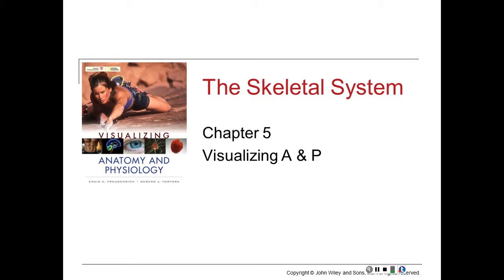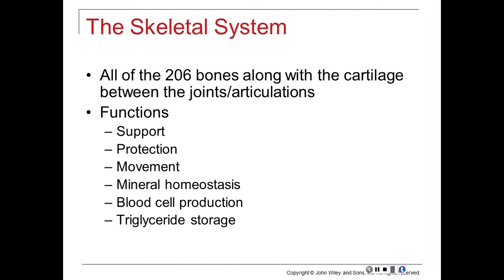Alrighty, so we're going to begin Chapter 5, which covers the skeletal system. Just a quick overview of the skeletal system. There's about 206 bones. They all have cartilage in between the joints. Joints are technically called articulations, so get used to hearing them called that.